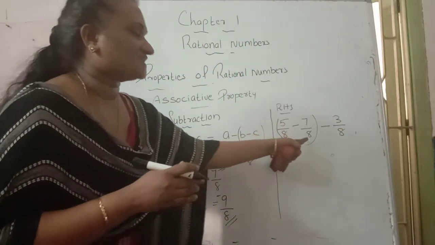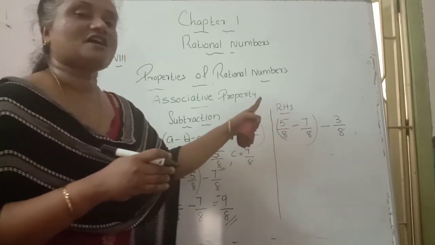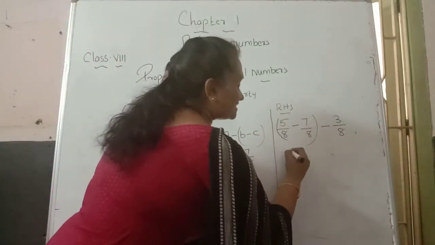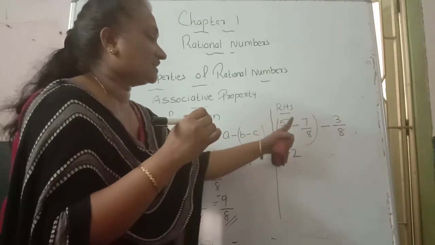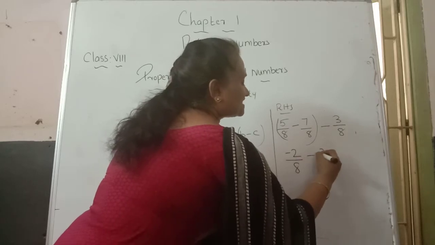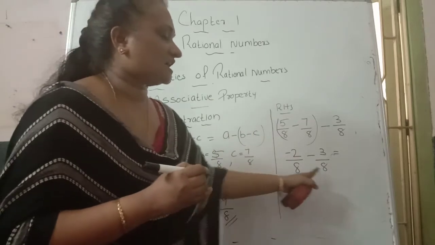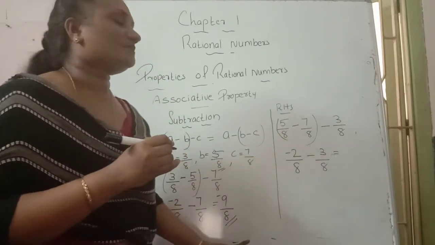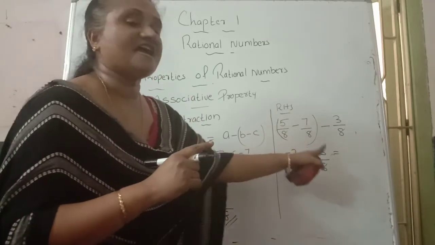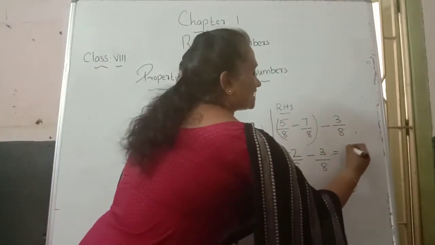We both have the same denominator, that's why the numerator part is subtracted. 7 minus 5 becomes how much? 2, and 7 is the bigger number, its symbol is minus. So minus 2 by 8. Then this part is minus 3 by 8. In the subtraction case the denominators are the same, only the numerators are subtracted. Here both have the same symbol, that's why we add and put a minus sign. So 2 and 3 adding is 5, and put the same symbol, minus.